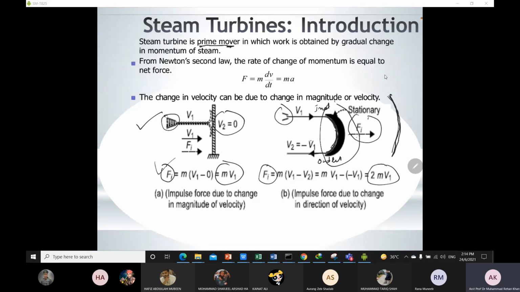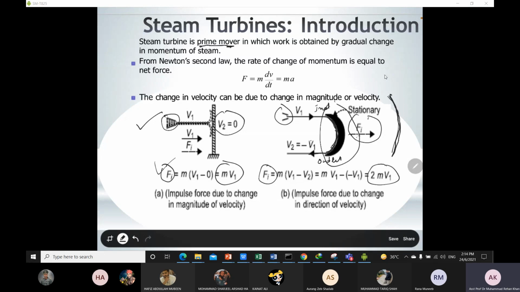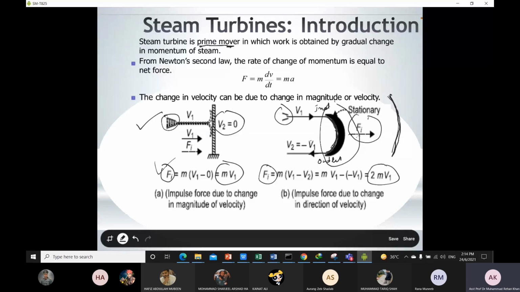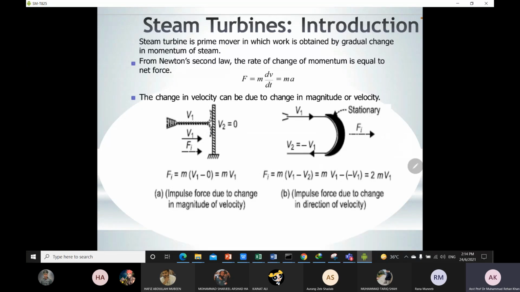This impulse force is basically responsible for moving your blade. That's why your blade is more spherical, or you can say curved in shape. But that will also be different in each type of turbine. It is not the case that all turbines have a similar type of geometry. All the turbines have different sorts of geometries. So this is just an overview of the impulse force that is used in the blades.